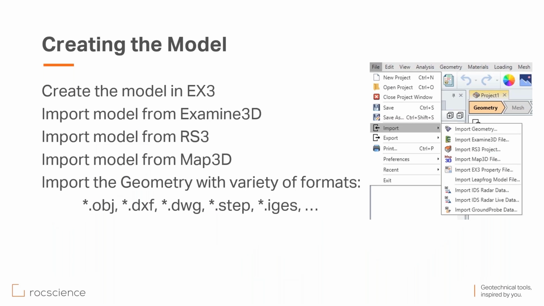When you're looking at creating a model to get from an empty project to a complete model, there's a bunch of different ways you can do this. You can obviously create the model fully in EX3, as we've talked about. You can import complete models from Examine 3D. You can import complete models from RS3, and you can actually import complete models as well from Map 3D. If you're looking to just import the geometry to start with, there's a variety of formats that we support, including OBJ, DXF, many more.